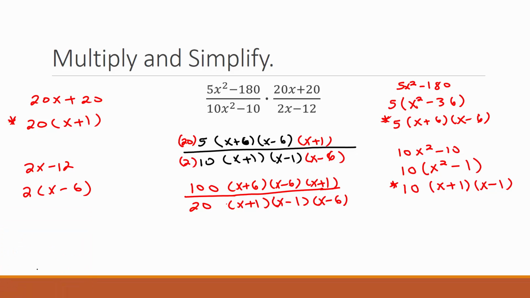Okay, now let's see what we can simplify. 20 into 100. Well, you can do a quick way. You know 20 goes into 100 5 times, so that would leave us with a 5 in the numerator. What else can we simplify? Look for common factors between the numerator and your denominator. Yes, we have an x minus 6, and we have an x plus 1. So now that leaves me with 5, because 20 went into 100 5 times, times x plus 6, all over x minus 1 left in my denominator.